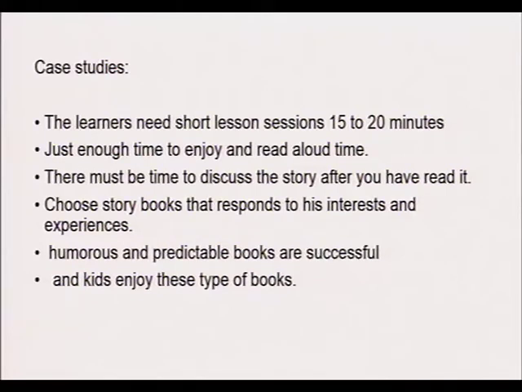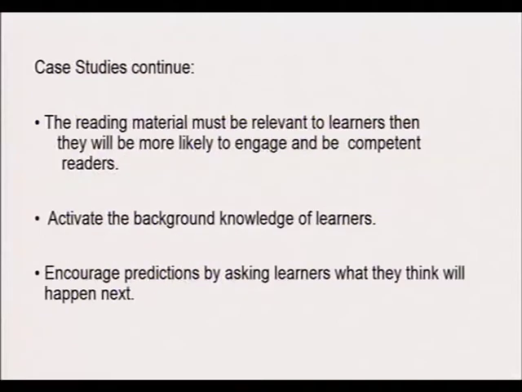Humorous and predictable books are very successful, and kids enjoy these types of books. They like to say, "No, I think this is going to happen," or they would like to tell you the story. The reading material must be relevant to the learner. You cannot give reading material to kids that struggle, grade 3 work to a grade 2 child, for instance. If your grade 2 child struggles, rather give grade 1 work that they can understand and enjoy. Learners will then be more likely to engage and they will become competent readers.